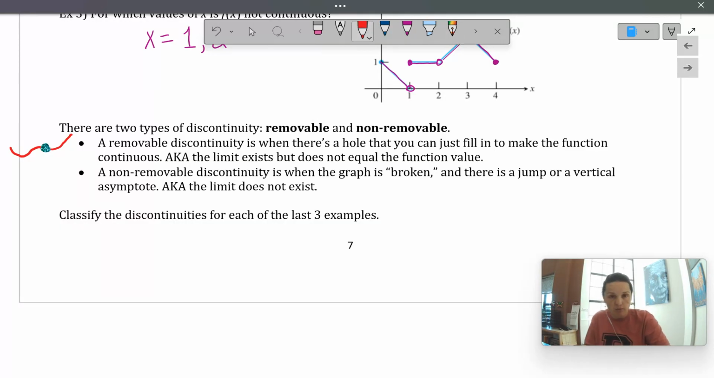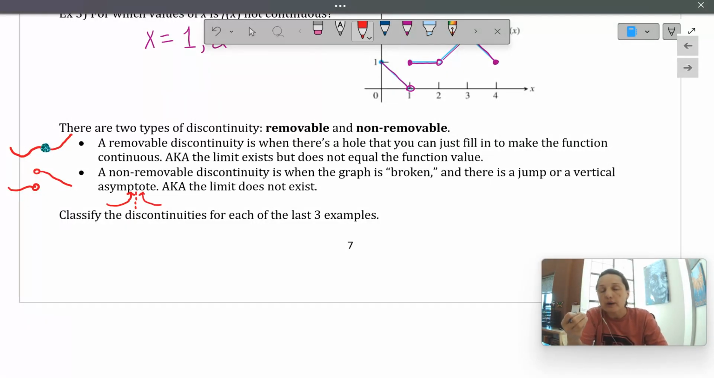A non-removable discontinuity is if you have a hole and then you either have a hole or a dot and it's somewhere else and it's broken, like straight up broken. Or maybe if you have an asymptote where you have a graph that does this. That would also be non-removable, okay? That's the verbal and graphical definition.